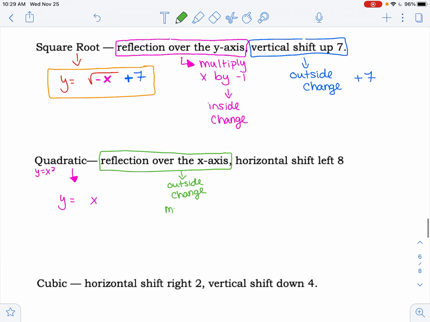So I'm going to multiply the y values by negative 1. Which means stick a negative on the outside here. Right? That's telling me that a equals negative 1. And a is on the outside.